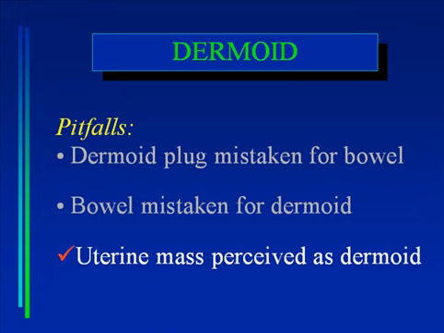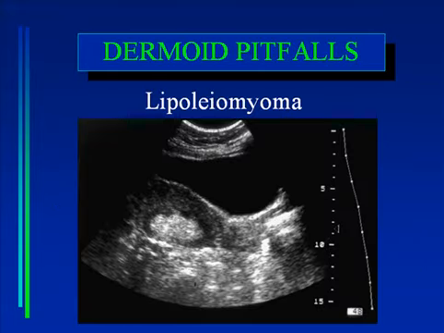Finally, a uterine mass can also be perceived as a dermoid, particularly if the uterine mass is echogenic. And this can happen in the setting of a variety of fatty uterine masses, such as lipomas, myolipomas, or as in this example here, a lipoleiomyoma. Now, in this particular case, in which there's a highly echogenic mass in the uterus, one would not mistake the mass for a dermoid because it's clearly within the uterus.